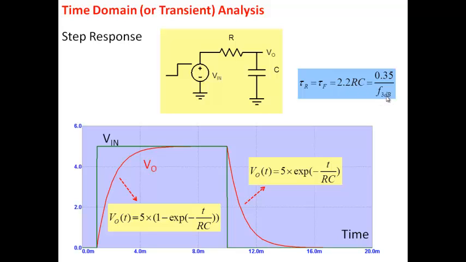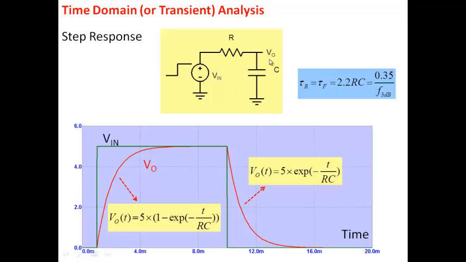So if you know the 3 dB frequency of your circuit, you also know how long it's going to take to rise, and how long it will take to fall. The two are related together. Okay. That was a low pass, meaning R and C here, and it rises and falls.